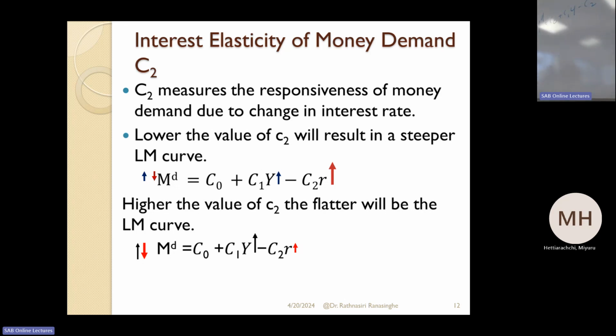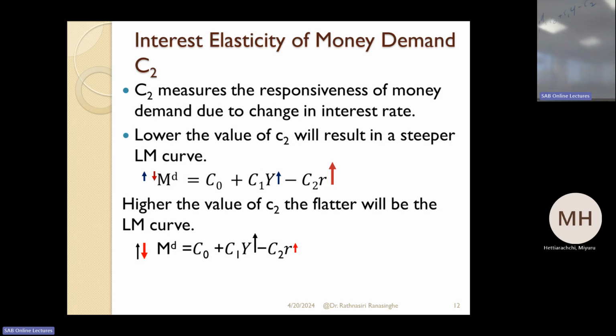Okay, right? So then you talk about the C2. That is the interest elasticity of money, the responsiveness of money demand due to change in the interest rate. Now here we know that normally there is an inverse relationship. If there is a high C2, there will be a lower or flatter LM. If there is a low C2, there will be a steeper LM. Now here we assume the lower C2 value.